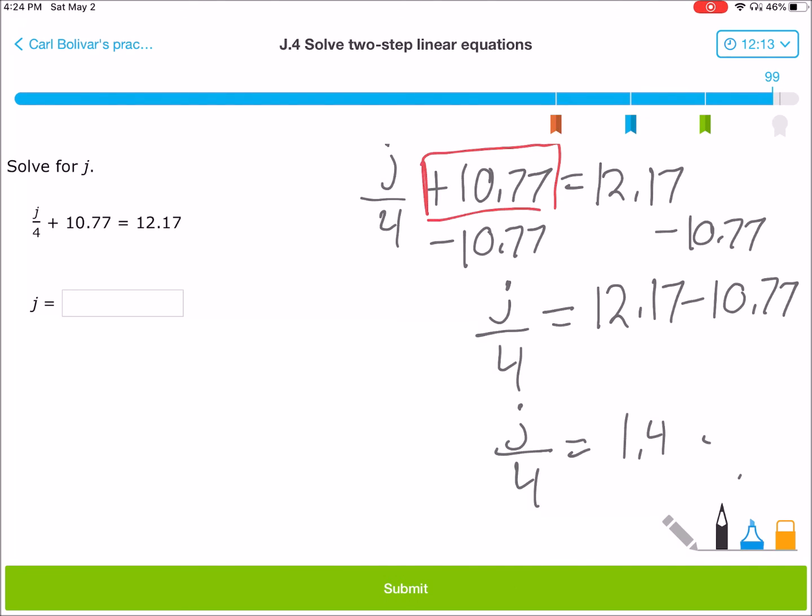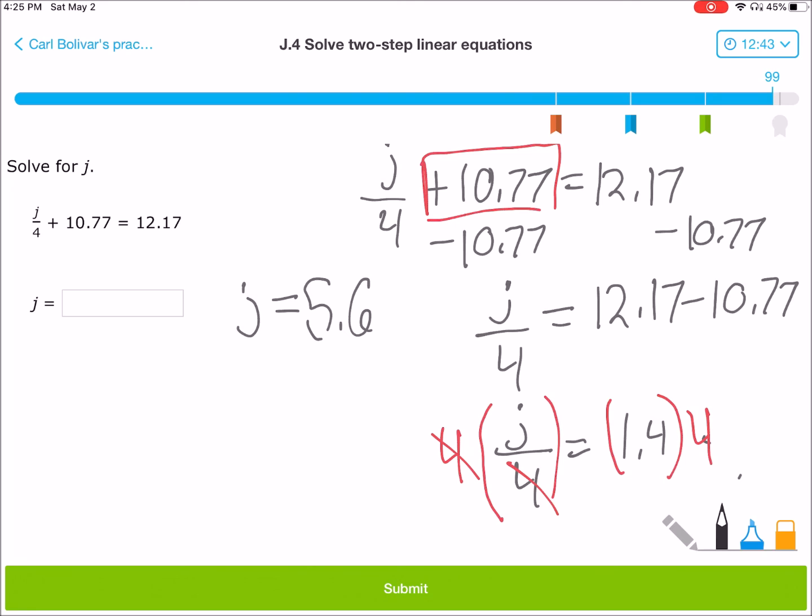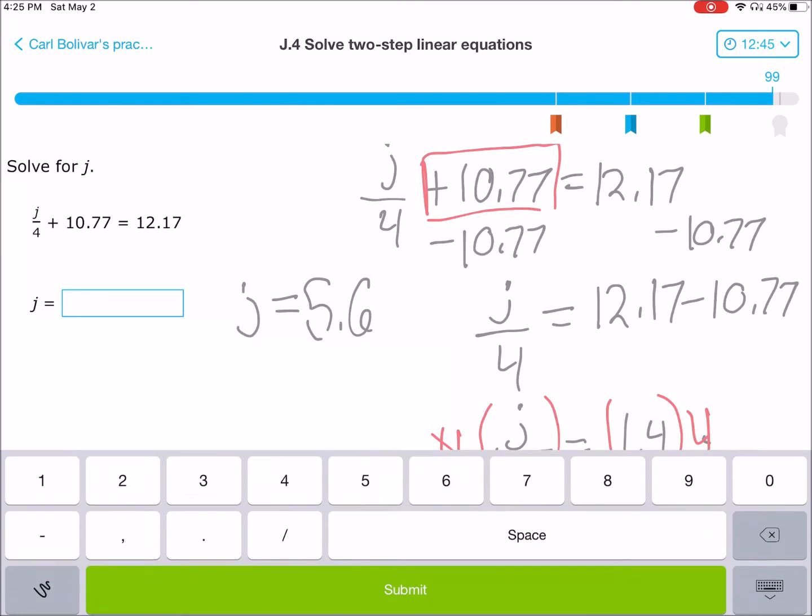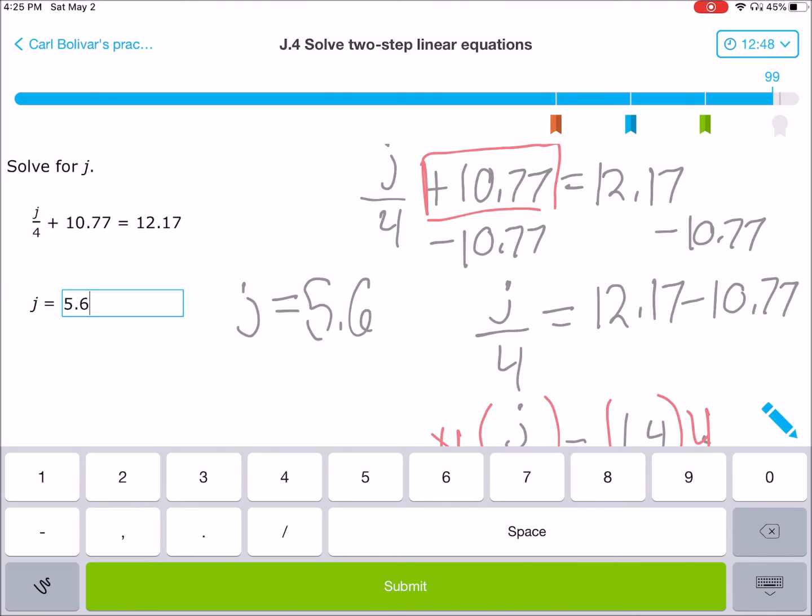Alright, so then here, since it's dividing, we multiply each side by 4. And we multiply each side by 4 right here. So then what that would result to is j is equal to 1.4 times 4. And 1.4 times 4 is 5.6. So 5.6 is our answer. I hope that you guys got 5.6. Maybe you did, maybe you didn't. If you didn't, just review the video.